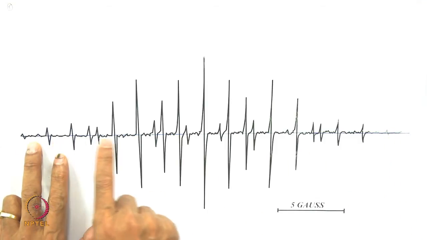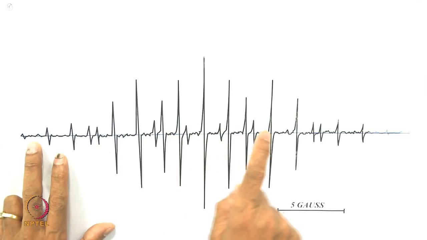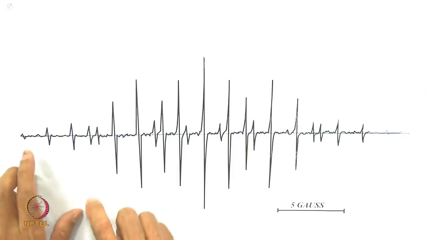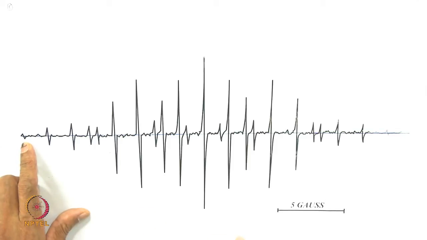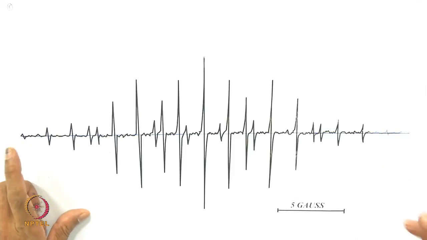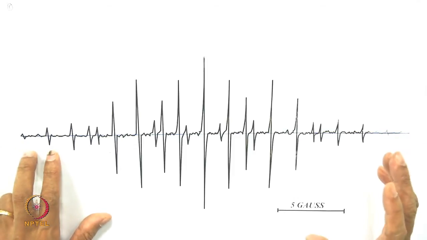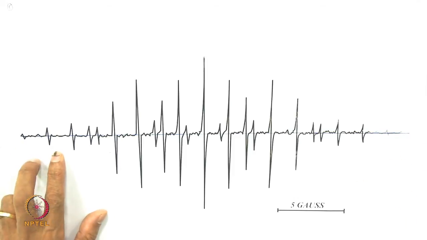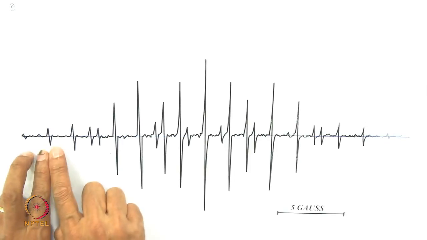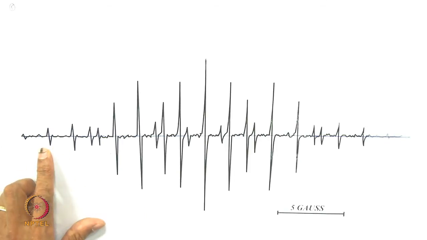In fact, there are so many such lines lying here that it is difficult to pinpoint if there is a transition. In fact, there is a line here. I am saying it because I know the answer, but if I do not know the answer, how does one go about analyzing this? So, let us say this is the outermost line that I take to be true.